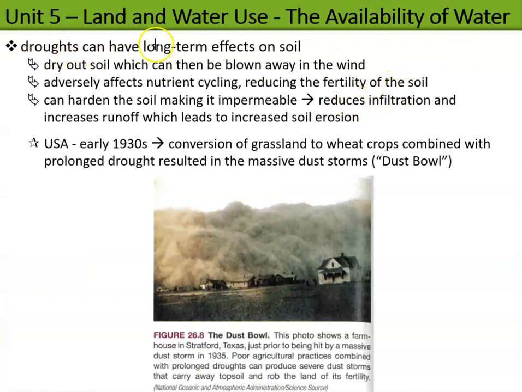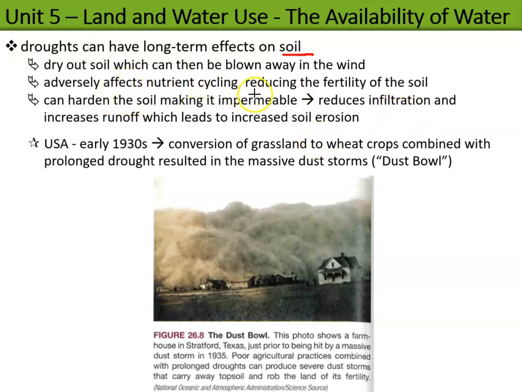So droughts, if they occur with relative frequency, can have long-term effects on soil. And soil, as we learned in the last unit, is really fundamental to terrestrial life. Droughts can cause the soil, obviously, to dry out. And once that soil is dried out, one of the things that water does is it has this internal cohesiveness that holds itself to itself. When you lose that water, if you have any kind of wind coming along, strong winds can blow away the soil. So you can have wind erosion.